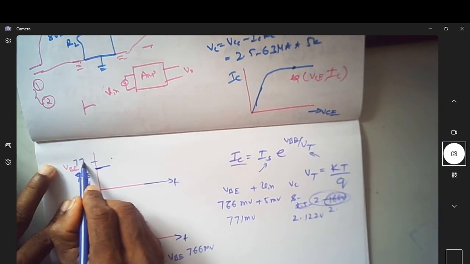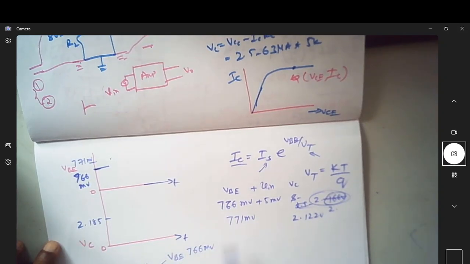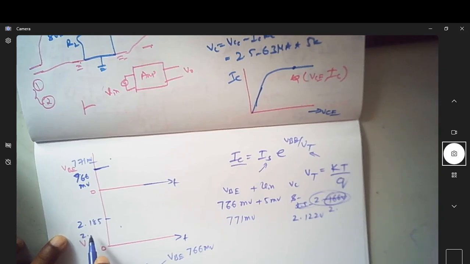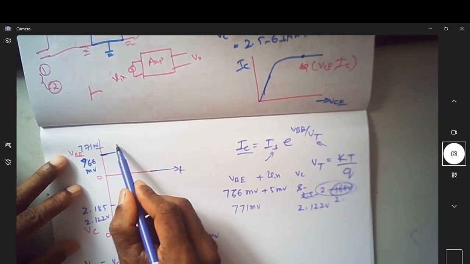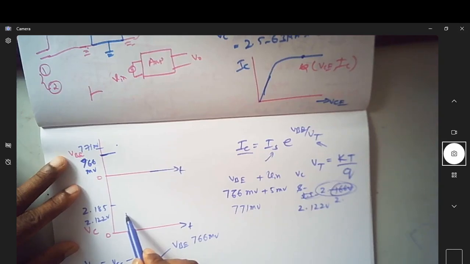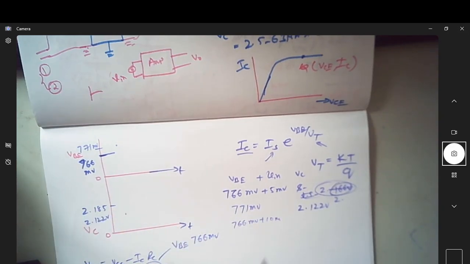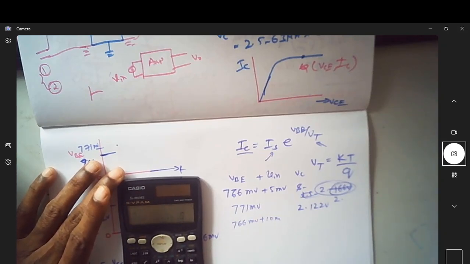This is 771 millivolt. Corresponding to this, how much am I going to have? I'm going to have a voltage which is 2.122 volt. See, when this has increased, this has actually reduced. So let me make it 766 millivolt plus 10 millivolt. So let me apply 10 millivolt extra input. So then what is your IC and VC?